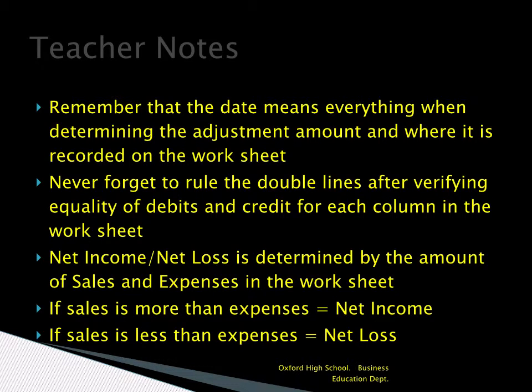Okay, these are just a few reminders. Remember that the date means everything when determining the adjustment amount and where it is to be recorded on the worksheet. That simply means if you're given an end of the month date, that balance will appear on the balance sheet and you'll have to figure your adjustment. Never forget to rule the double lines after verifying equality of debits and credits for each column in the worksheet. Net income or net loss is determined by the amount of sales and expenses in the worksheet, and this is the way it's done. If sales is more than expenses, you have net income. If sales is less than expenses, you have net loss.